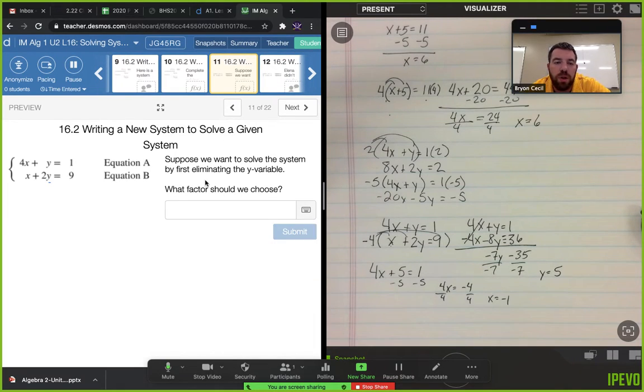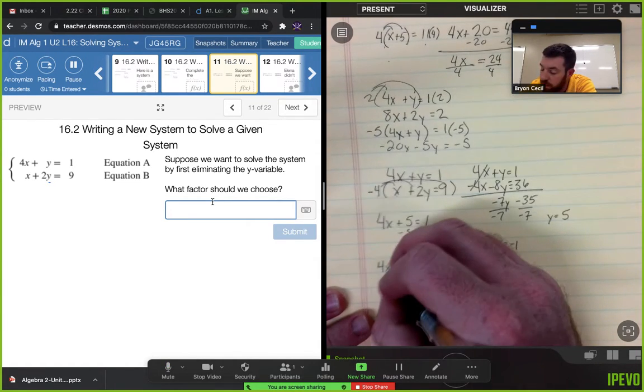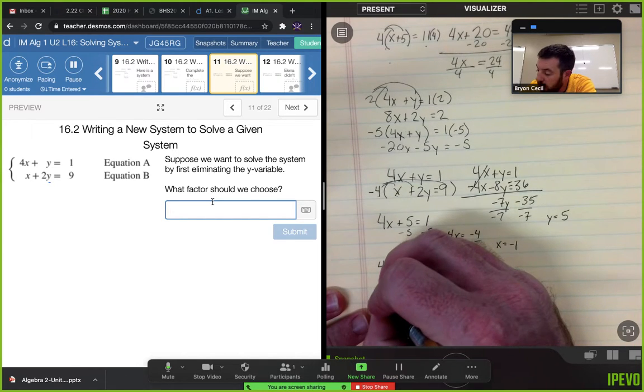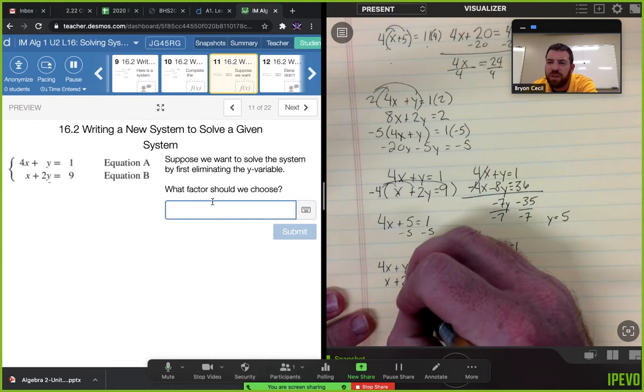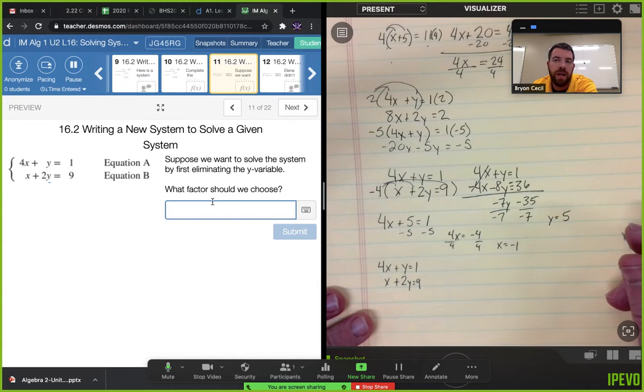Suppose we want to solve the system by first eliminating the y value. Okay, hey guys, what factors should we use? For me, and we'll go ahead and write this down, x plus 2y equals 9. Even if we don't have to, it's good to use paper and pencil. If you're not using it, pause the video right now. Go get paper and pencil.